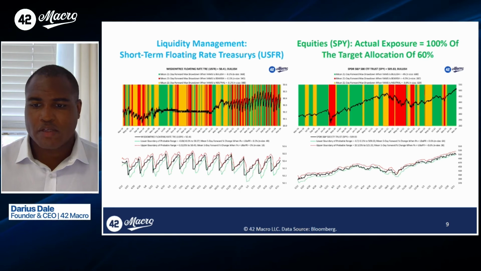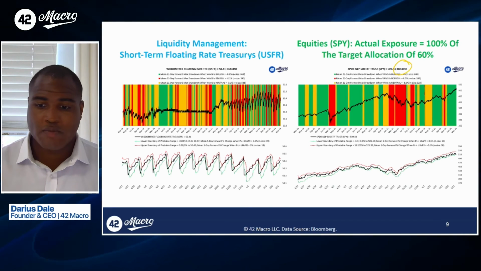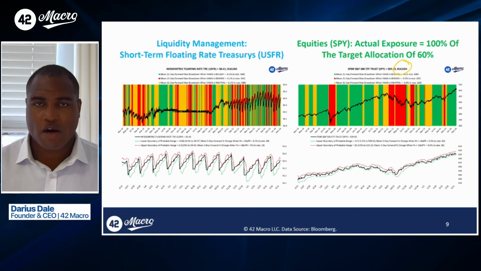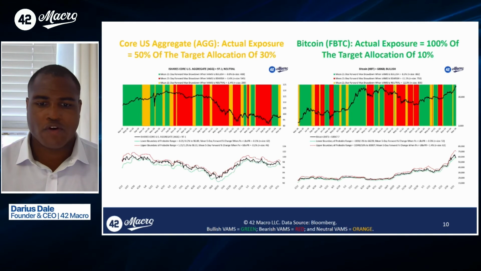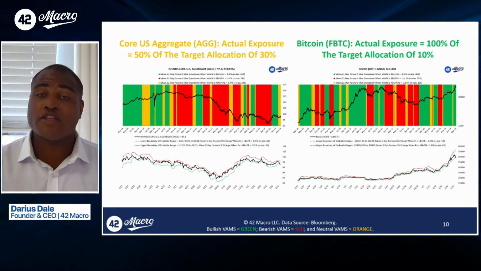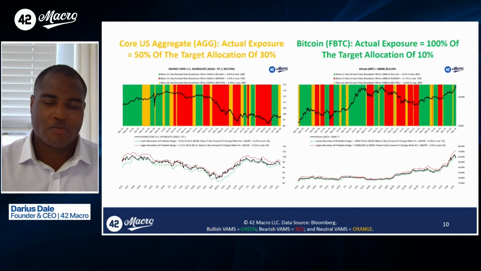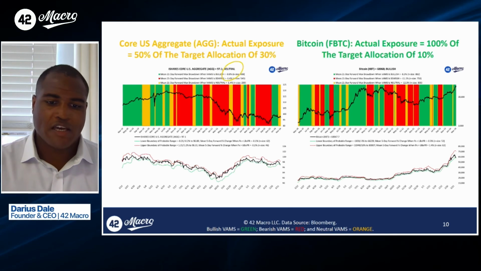In terms of equities, the actual exposure is 100% of the target allocation of 60% because the SPY is bullish, and the market regime is Goldilocks, and that's a risk-on regime. In terms of the AG, the actual exposure equals half of the target allocation of 30%. We are in a disinflationary market regime, i.e. Goldilocks, so the target allocation is 30%, but we're only getting half of that in terms of actual exposure because the AG ETF is neutral.